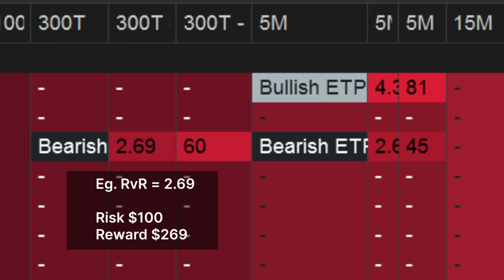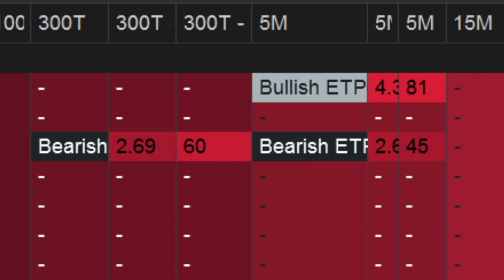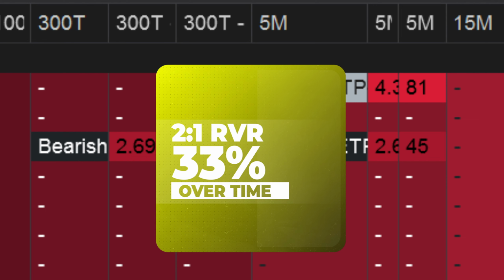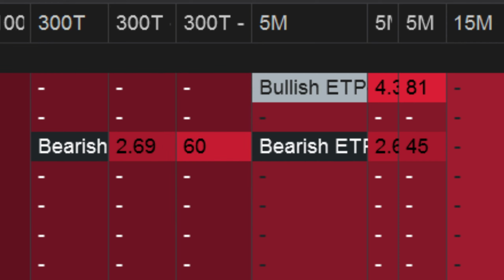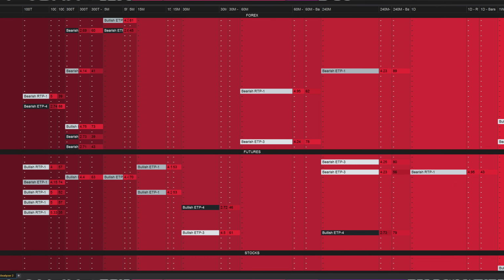That sort of thing. That's because if you're only looking for patterns that give you twice as much as what you're risking, you only need to be right 33% of the time to break even. Anything more than that is going to be a benefit to you. So you can set up conditional alerts so that the scanner will only show you a pattern when you hit that 2-to-1 risk versus reward, and you don't have to check that manually. It's all automatically done for you.